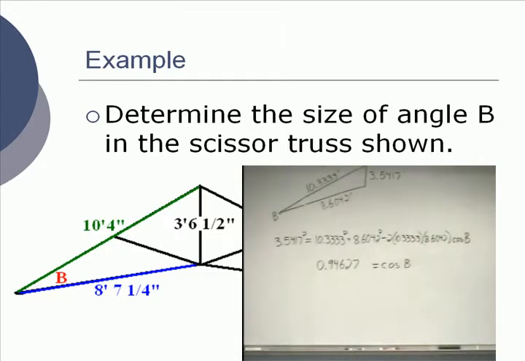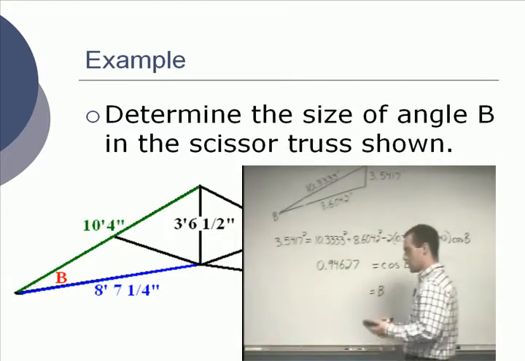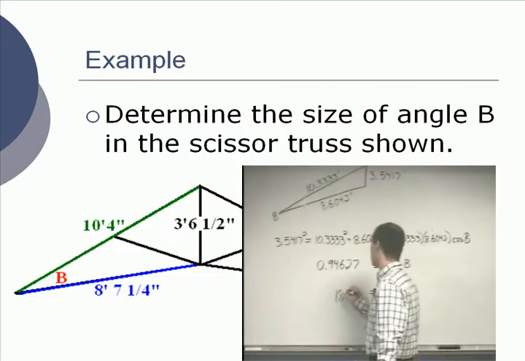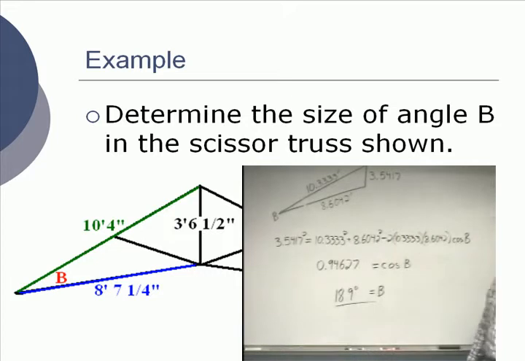Work all that out and solve for cosine B. Cosine B turns out to be 0.94627. And one more step tells you your angle is 18.9 degrees. 18.9 degree angle down in the corner there.